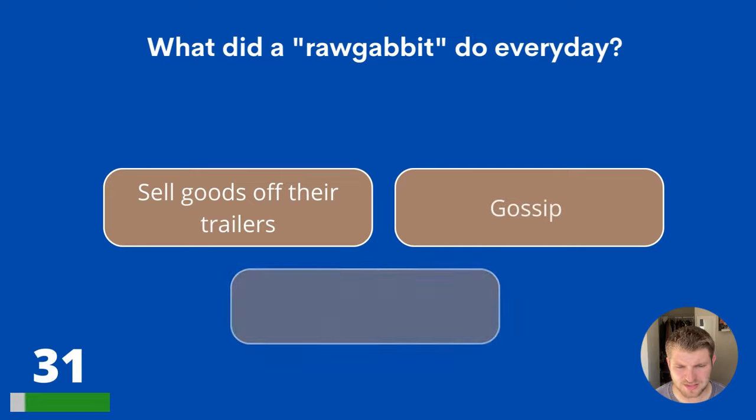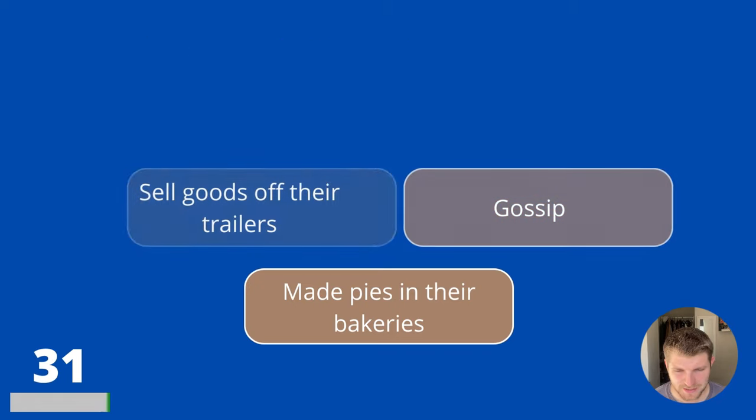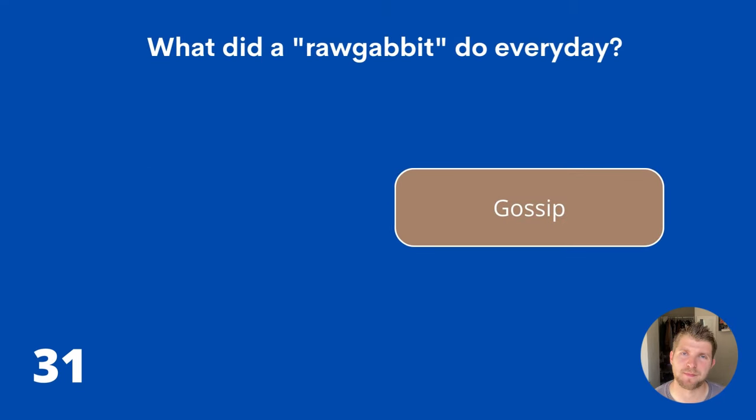31. What did a raw gabbit do every day? Sell goods off their trailers, gossip, or made pies in their bakeries? And the answer is gossip.